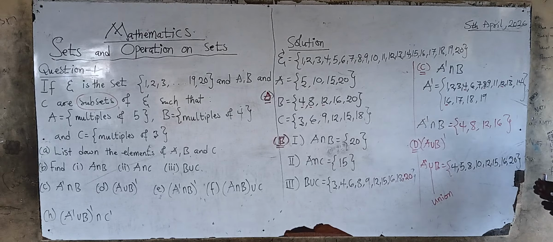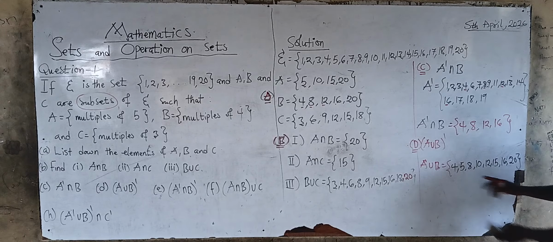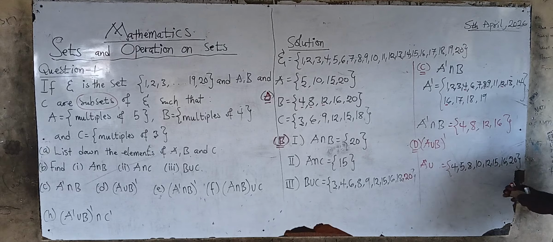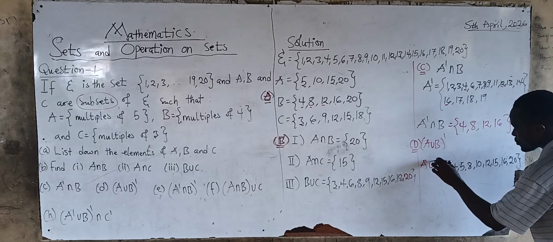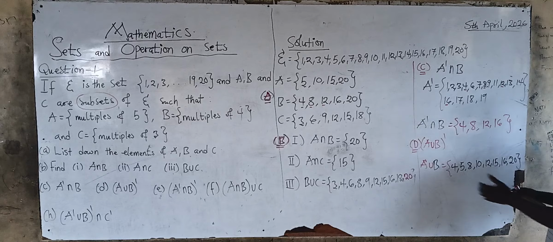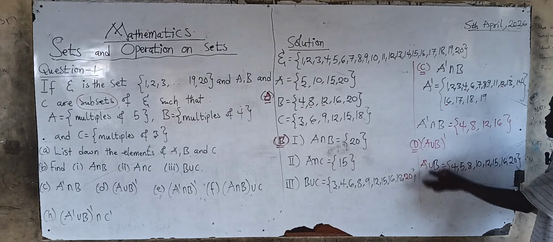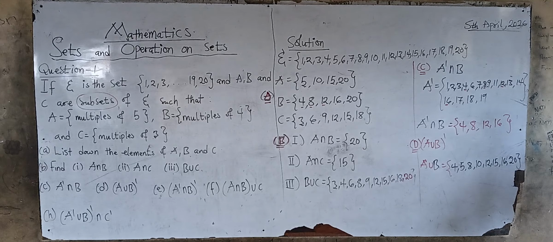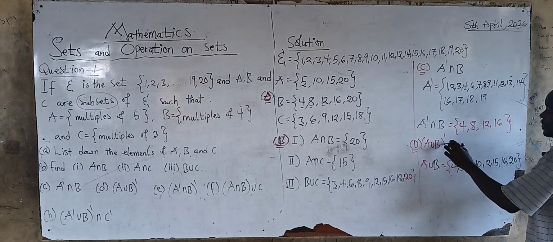Are you clear with that? So this becomes A union B. Have it in mind that before you can find A union B complement, you first need to find A union B, which we are done finding, which is this. Now we are going to look for the complement.